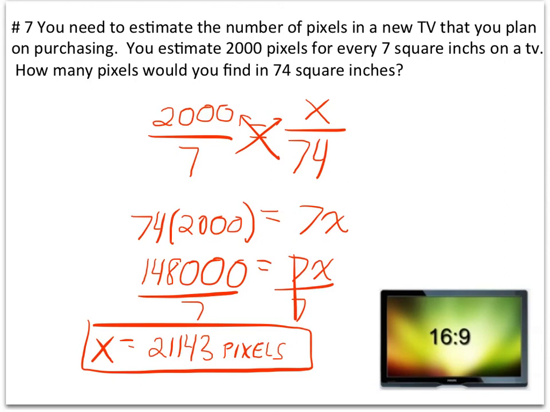As a heads up for when you're approaching problems on your own, it would not be incorrect if I had set this up in reverse. If I had said for every 7 square inches we have 2,000 pixels, and for every 74 square inches we have x amount of pixels, it still will give you the same answer. It's the same proportion, same ratio setup, just set up in the reverse manner. So there's not one perfect way to solve these problems.